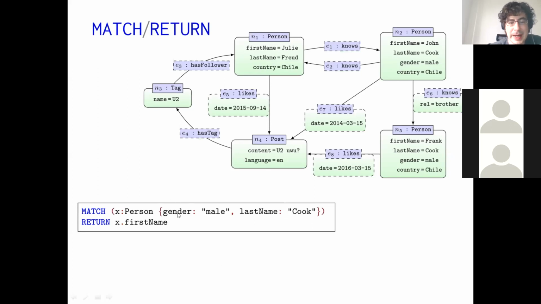We can also, in our match, specify some equality conditions, some conditions on the properties and values of the nodes. For example, we're looking for a person, gender male, last name Cook. So we would have Cook and male here. This will match N2 and N5. We're going to return their first name, which would be Frank and John. So we would expect John and Frank as our results.